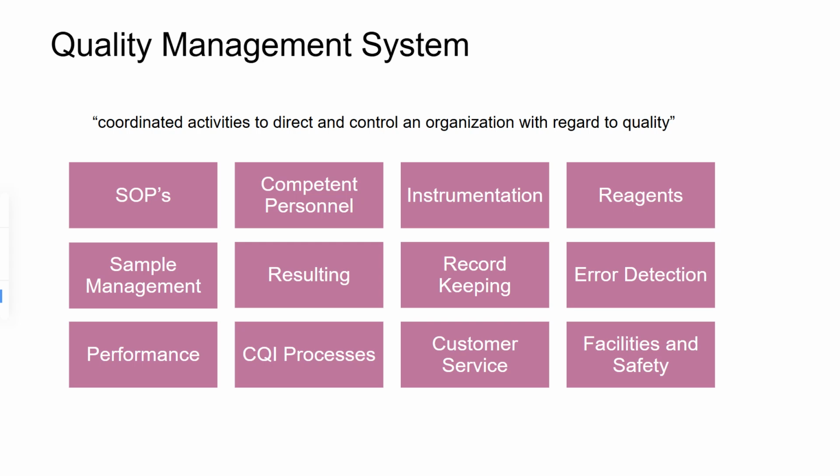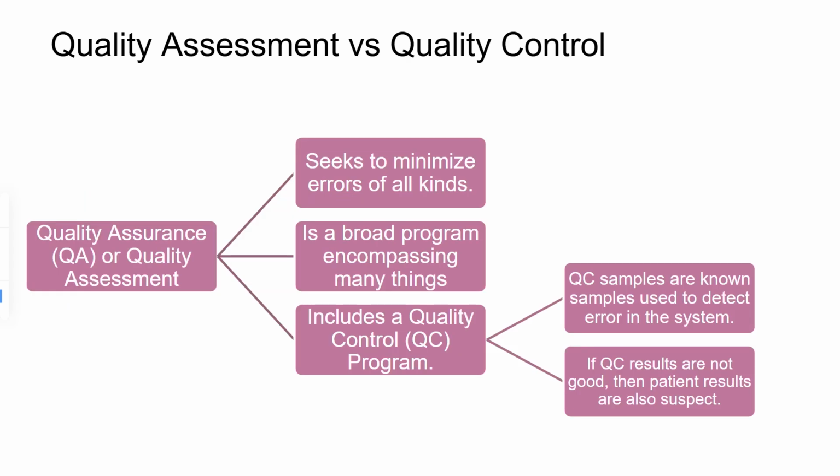So a quality management system overall is the coordinated activities to direct and control an organization with regard to quality. Quality assessment versus quality control. So quality assurance or quality assessment seeks to minimize errors of all kinds. It's a broad program encompassing many things and includes a quality control program. Quality control is one small part of quality assurance.